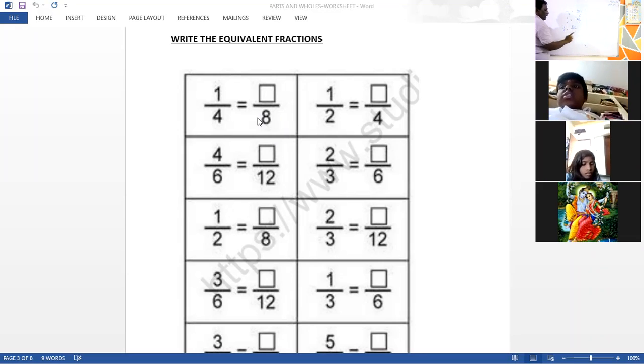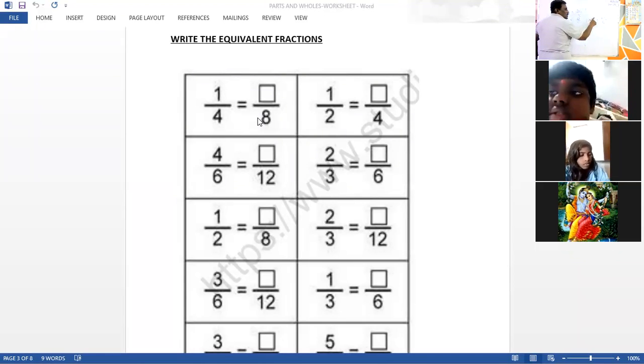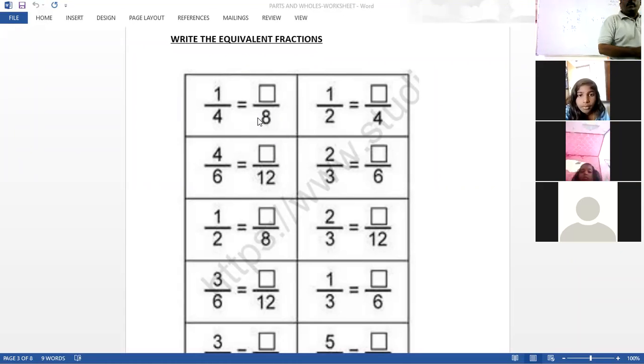4 by 6 equals 8 by 12. 6 doubled is 12, so 4 doubled will be 8. Double means multiply. 1 by 3 equals dash by 6. 3 twos are 6, so you are multiplying by 2. So 1 times 2 is 2. Like this, you have to write equal fractions. We might have done something almost similar in class 4. So complete this whole worksheet, which I am going to share today, in these 2 days.